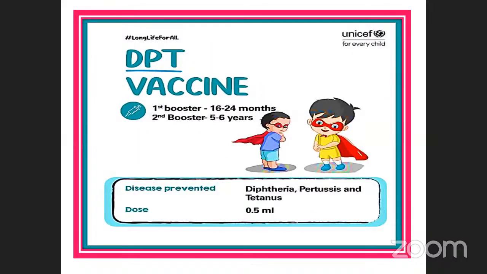For the DPT vaccines, the first booster is given at 16 to 24 months. The second booster is at 5 to 6 years. This is the disease prevented: diphtheria, pertussis, and also tetanus. The dose will be 0.5 ml. Each and every disease has its own specific dosage. You cannot give more than 0.5; you can choose it only under doctor's prescription. Don't take any tablets without a doctor's prescription, because they know very well about the diseases, conditions, and side effects.